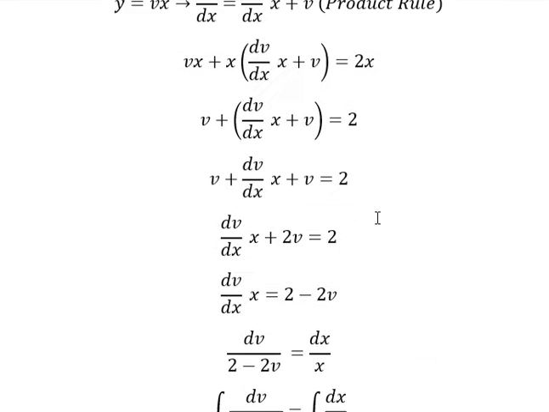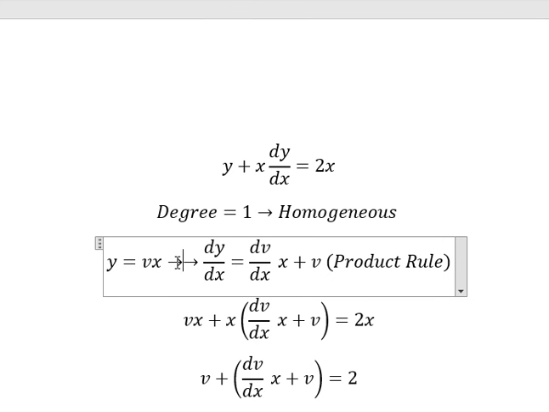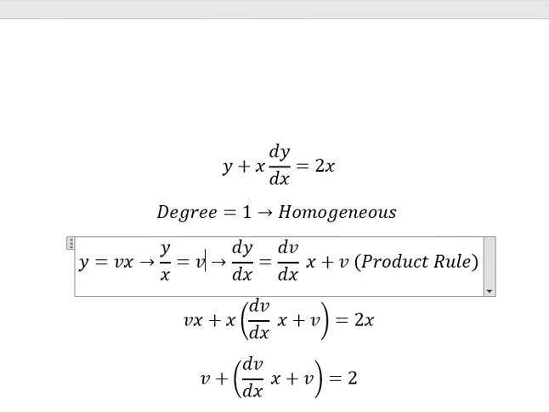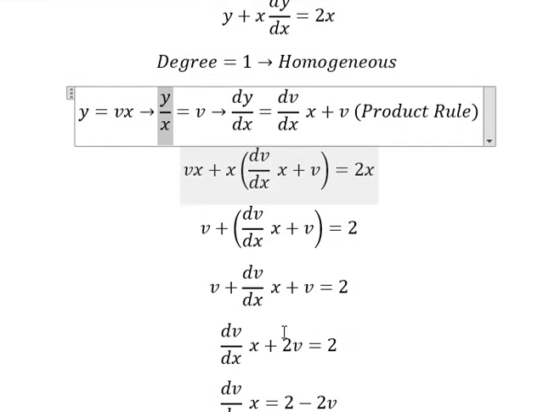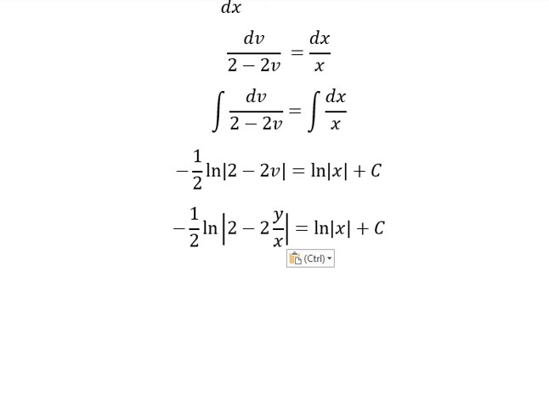About v, that is about this one, so we divide both sides by x, and we got v, so we need to change v into y over x, and here is the final answer.